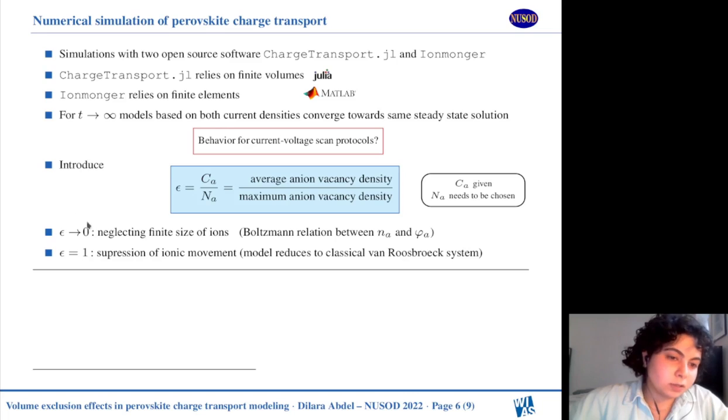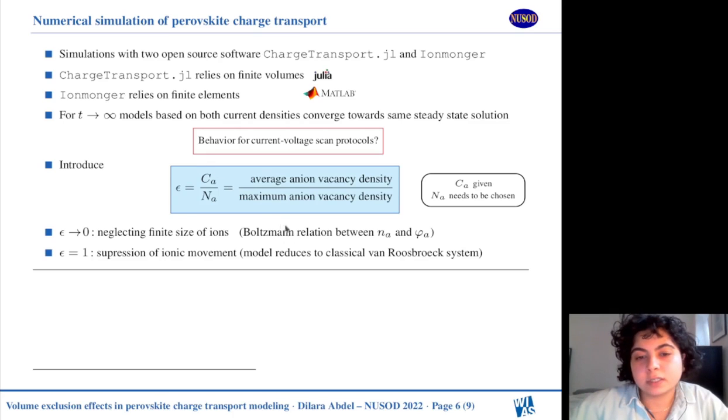If epsilon tends to 0, meaning Na is much larger than Ca, then we recover the special case of neglecting the finite size of ions, resulting in a Boltzmann regime. If we choose Na to be equal to Ca, then we suppress ionic movement, reducing the model to the standard semiconductor device equations.